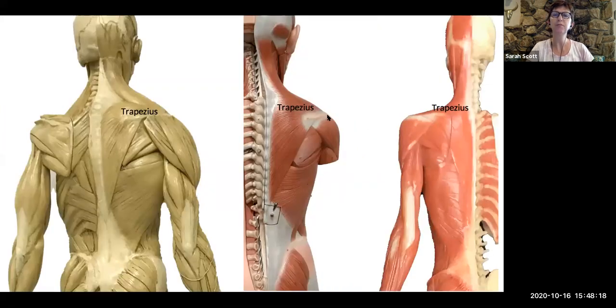All right, so we have a number of views here of the trapezius. You can see that it's superficial, it goes from the thoracic vertebra all the way up to the occipital, and then down to the spine of the scapula.